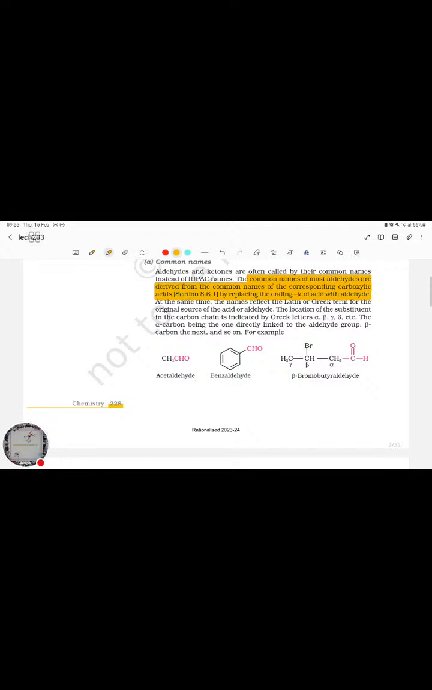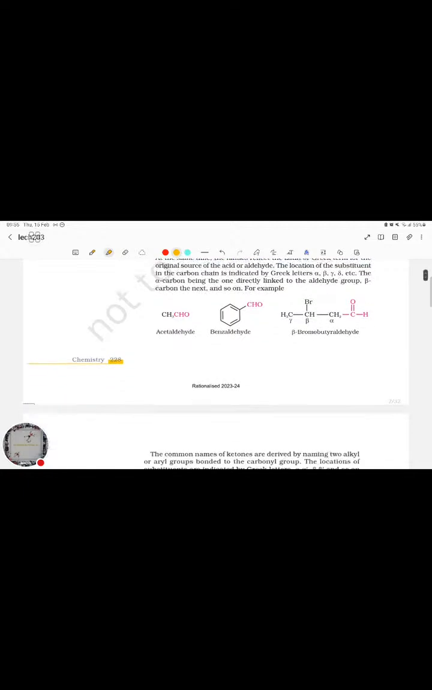So let's see certain examples. The first example being CH3C double bond OH, is what we call acetic acid, which is a common name. This is a common name known as acetic acid.